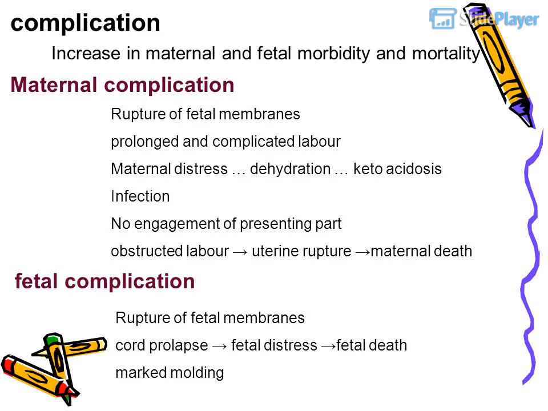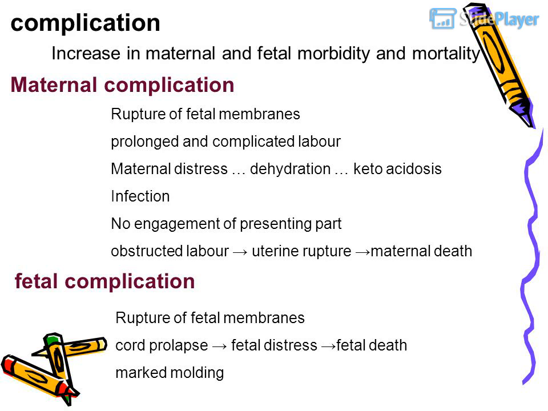Complications: maternal and fetal. There is an increase in maternal and fetal morbidity and mortality. Maternal complications: rupture of fetal membranes, prolonged and complicated labor, maternal distress, dehydration, ketoacidosis, infection, no engagement of the presenting part, obstructed labor, uterine rupture, maternal death. Fetal complications: rupture of fetal membranes, cord prolapse, fetal distress, fetal death, marked molding.